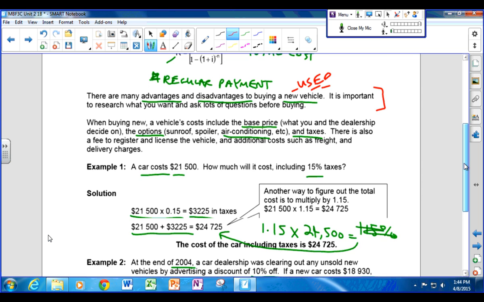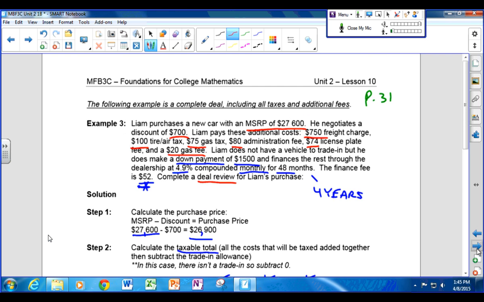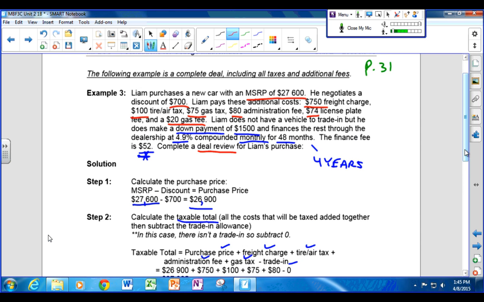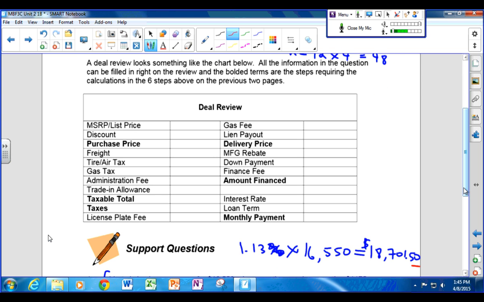All right, so you'll be able to work through that and figure out how much a car costs. Okay, and they have all sorts of different costs and everything like that. Now, one of the things that helps you organize it is a deal review. Okay. Now, if you're asked to do a deal review on the exam, they're going to give you a template like this, so you don't have to worry about remembering all of those items, right? You'll just go through it step by step.